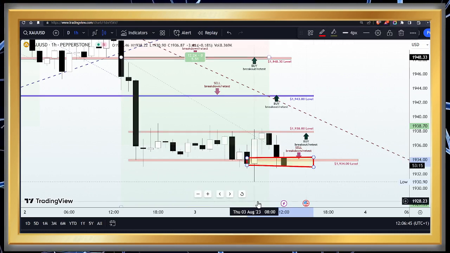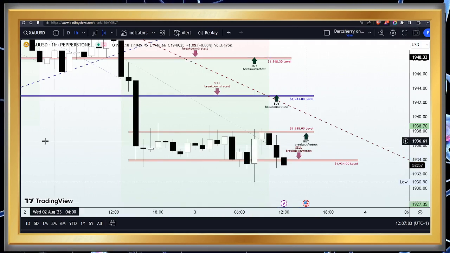So if you're already profitable this week, that is, if you have been part of this profitable journey since the beginning of the week, then you can afford to leverage on the profit we have made so far this week to test waters below the 1,934 level to capitalize on the downtrend continuation.